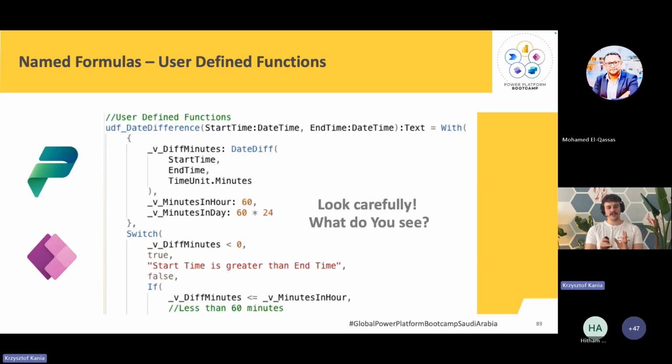So if you look carefully on this slide, what do you see? We've got the name, we got date input, we got date input, start time, end time. As the output, we want a text. So we want to have like 1 day, 3 hours, 45 minutes. We're using a temporary variable to define a difference in minutes, how many minutes we have in hour, how many minutes we have in days, and then we're going to a switch.